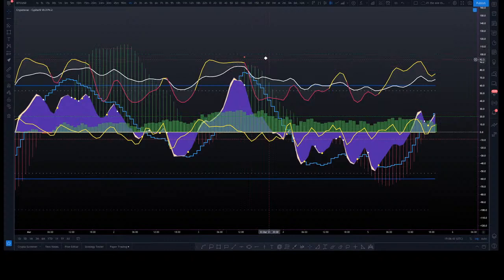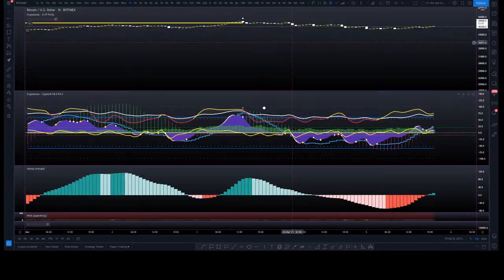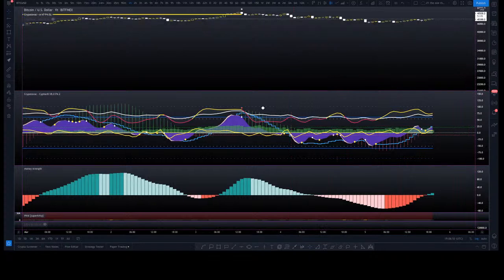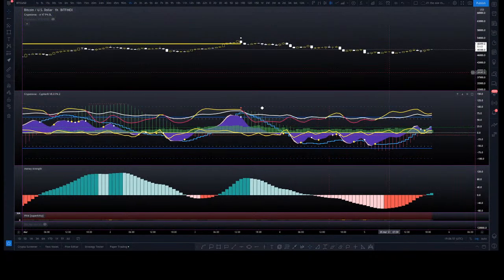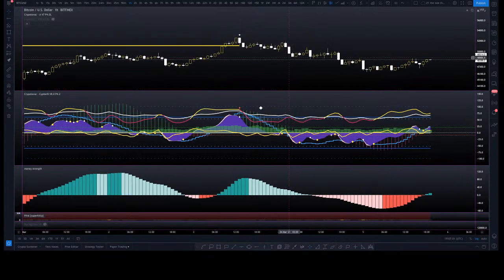In this example right here, you'd go, okay, this is an important wave. That's your short trade. Let's see what happened. That was a good short trade. That was an amazing short trade.